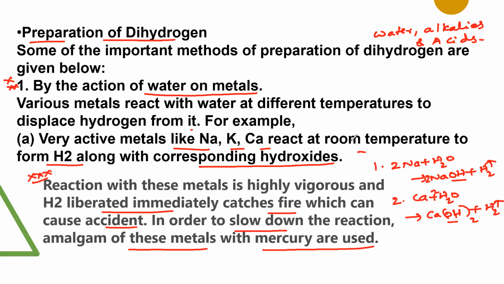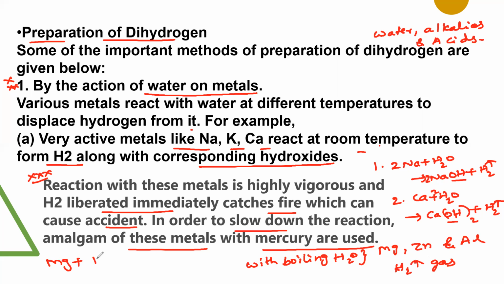Now with boiling water. With boiling water, which metals will react? Please note it down: magnesium, zinc, and aluminium. Magnesium, zinc, and aluminium combine with boiling water and liberate hydrogen gas. For example, magnesium on reaction with boiling water forms magnesium hydroxide plus hydrogen gas. Magnesium hydroxide, Mg(OH)2, is formed, so it is nothing but 2 moles of water. Equations like this are important.